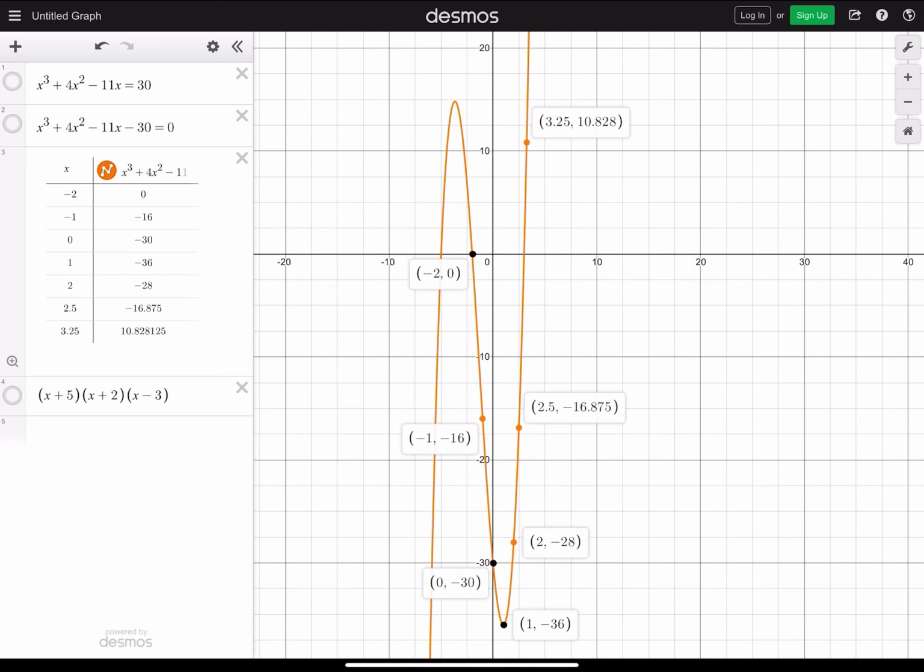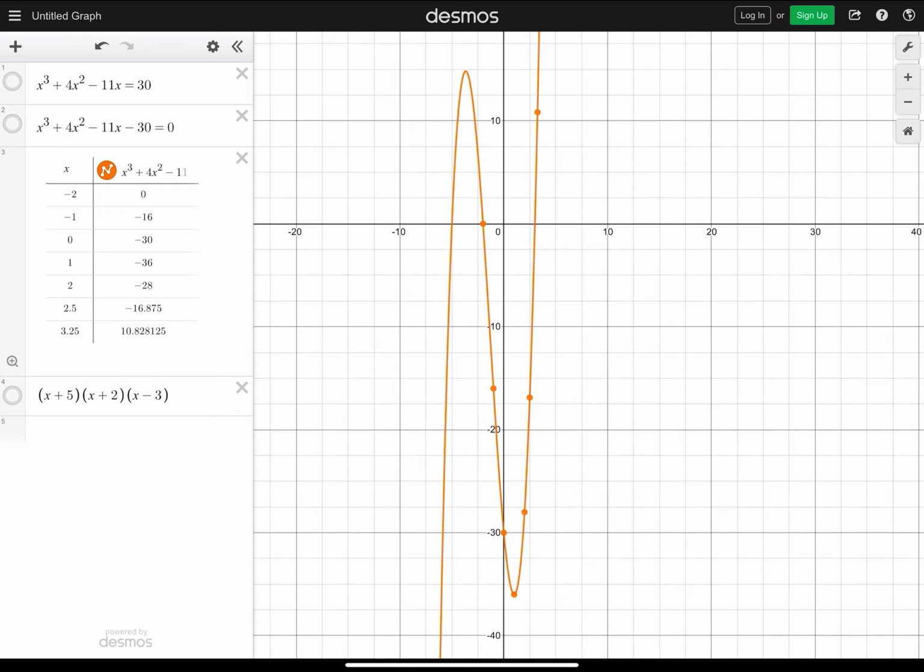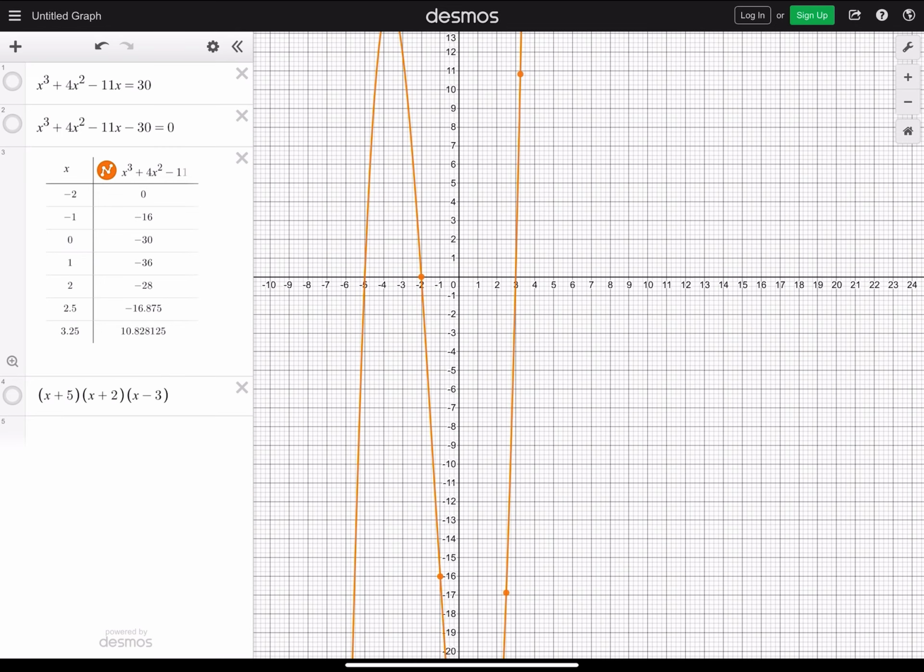But before I close my video, what is the solution of this equation? I want to answer the question one more time. The solution of the equation is right here: -5, -2, and positive 3. X equals -5, -2, and positive 3.